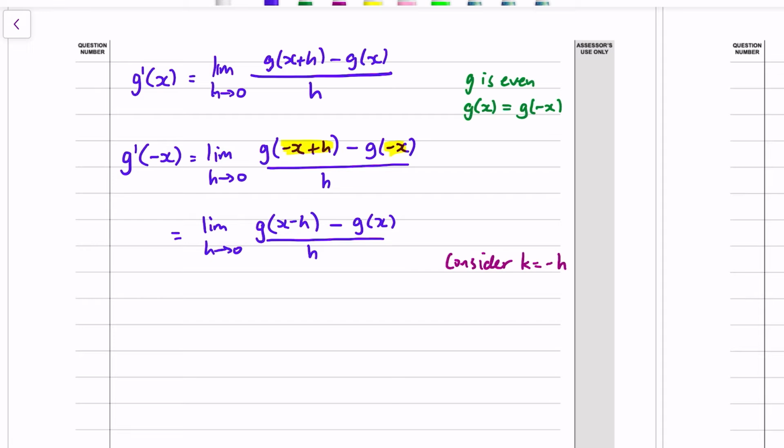So what they're doing is the k is equal to minus h means that this term here can be k, and this term here can be minus k.